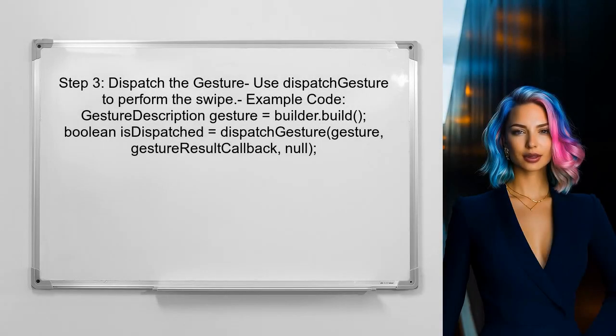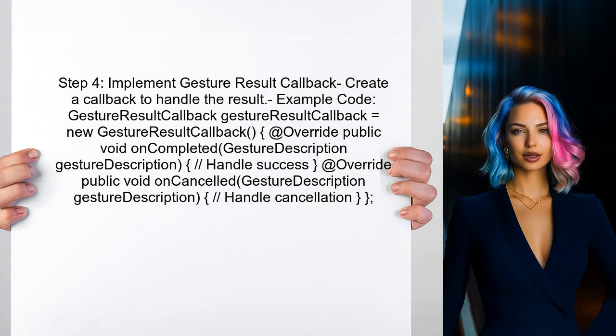After building the gesture, the user needs to dispatch it. This is done using the dispatchGesture method, which takes the gesture and a callback to handle the result. Finally, the user should implement a callback to handle the result of the gesture dispatch. This will help in confirming whether the swipe was successful or not.